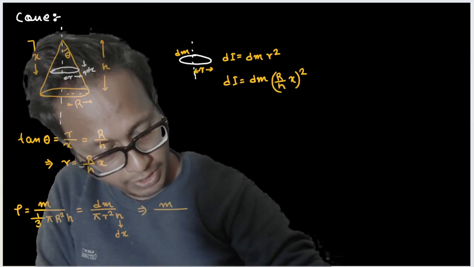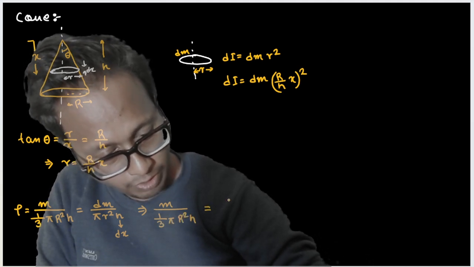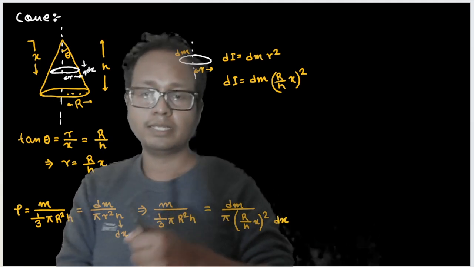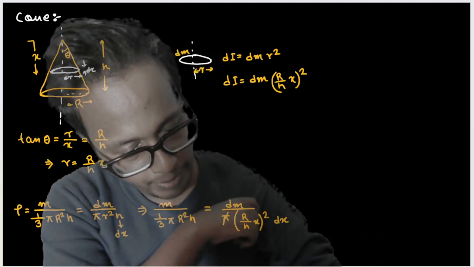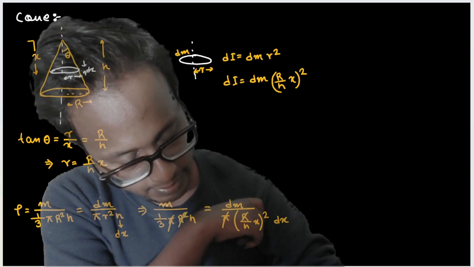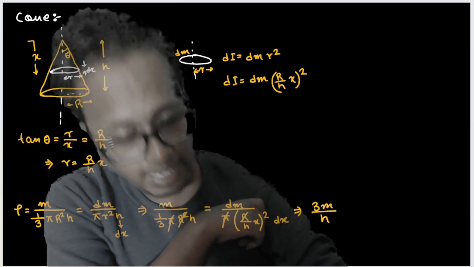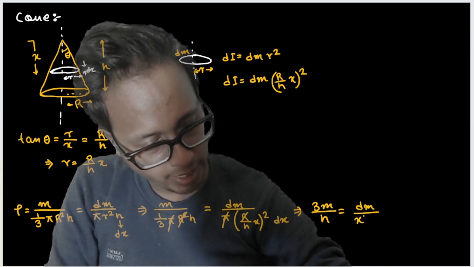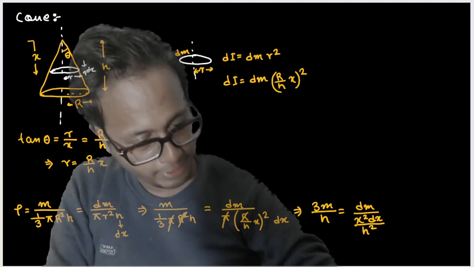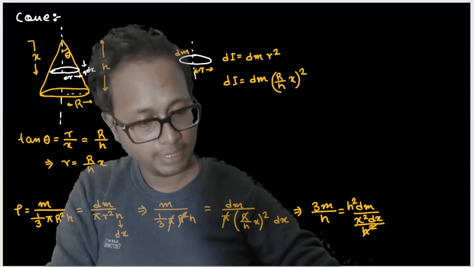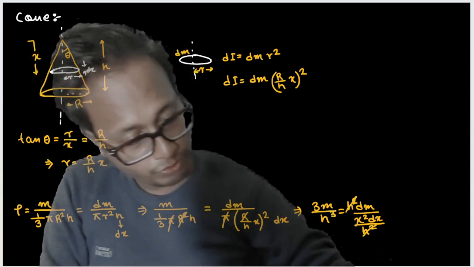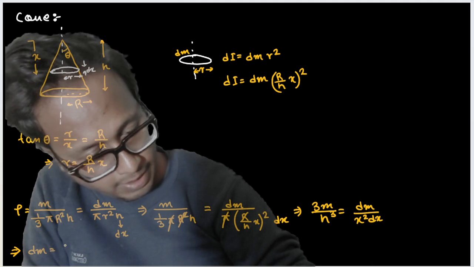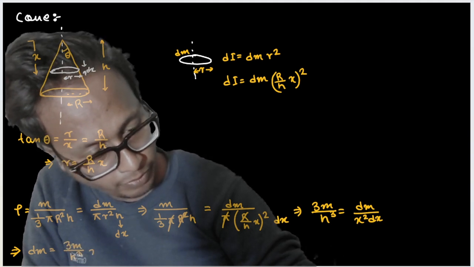So if I substitute all this, M divided by 1 by 3 pi R square h is equal to dm divided by pi into (R by h into x) whole square into dx. Here r square is substituted as (R by h into x) whole square. Pi and pi get cancelled, and R square and R square get cancelled. So I get 3M by h, taking the three to the top, equals dm by x square dx by h square. Sending this h square to the left-hand side, it becomes h cube. So the elemental mass is nothing but 3M by h cube into x square dx.